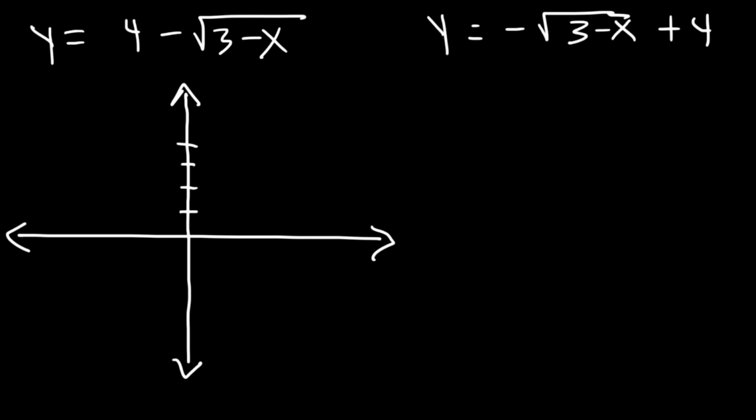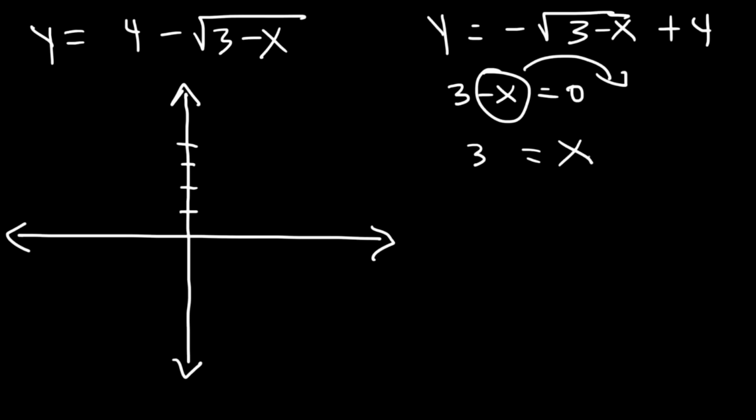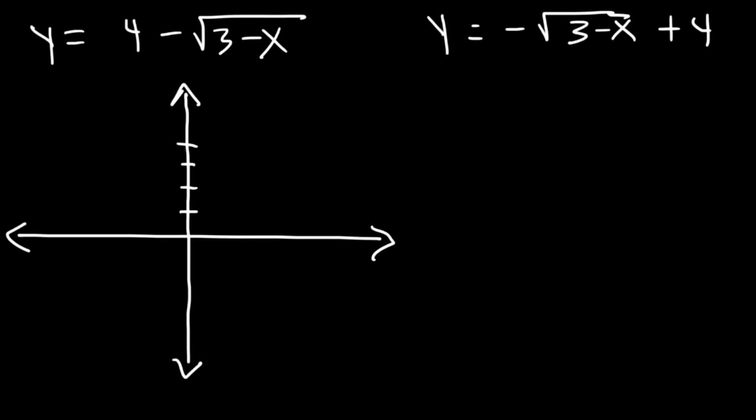If you're ever unsure, set the inside equal to 0 and solve for x. I'm going to take this term and move it to this side. It's going to switch from negative x to positive x. And so x is equal to positive 3. So that indicates that we have a horizontal shift to the right of 3 units. So the starting point is going to be at 3, 4.